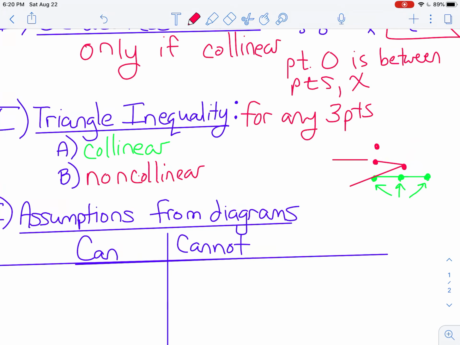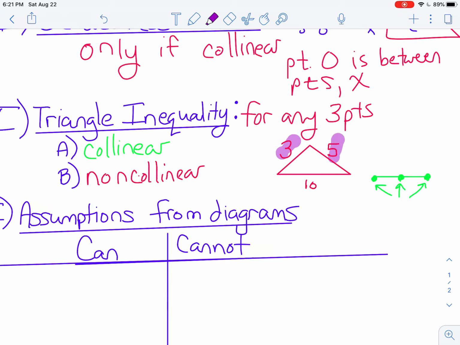Anyway, two sides will always be larger than the third side, no matter what. If I have a triangle and this side is 3 and this side is 5, this side down here could not be 10. That could not make a triangle, okay?